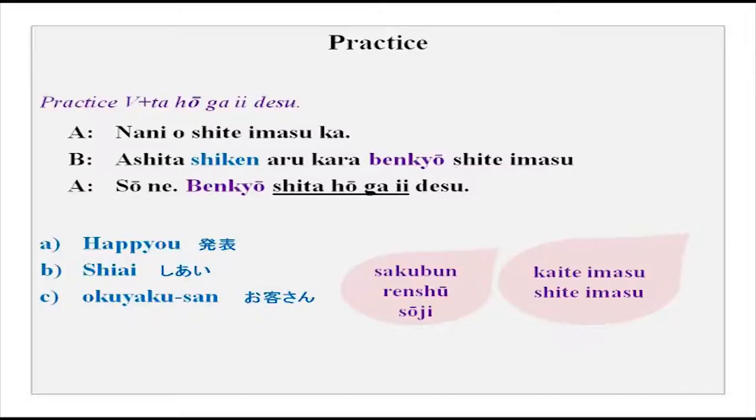Ima nani wo shite imasu ka? Souji wo shite imasu. So ne, okyakusan ga kuru kara souji shita hoga ii desu. So you can practice like this with your partner. Simply ask and answer, and it will help you in conversation.